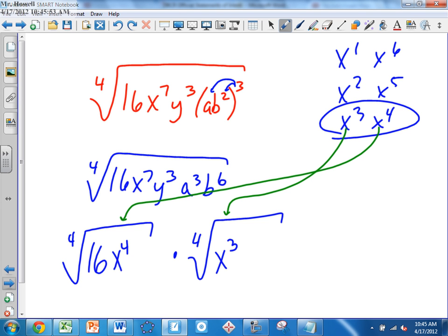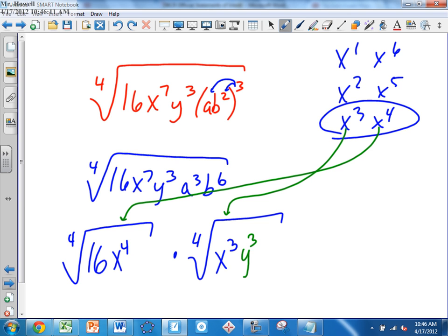Easy enough that way? Next, y to the 3rd. Can I break up y to the 3rd into anything that's divisible by 4? No, it doesn't work. Try it. 1 and 2. That's it. You're done. Can't break it up into anything else. So y to the 3rd can't be reduced. So let's put it on the right-hand side there.